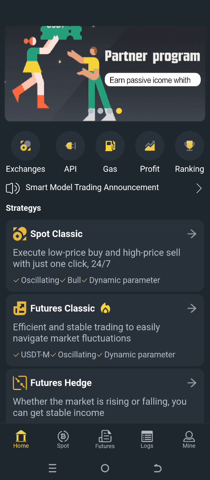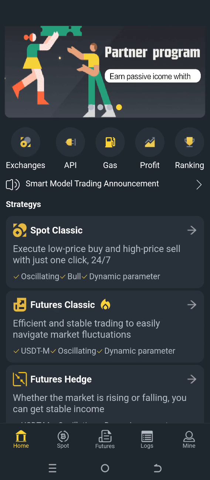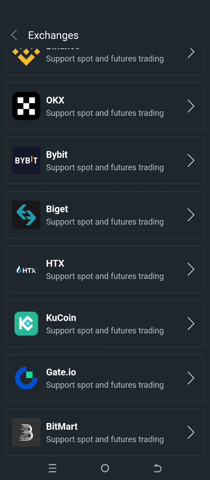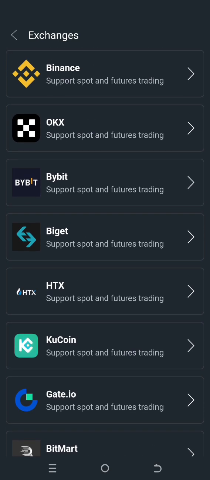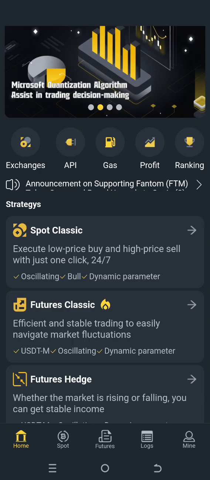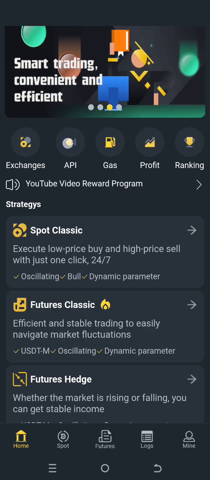Now, when you come down to the exchanges here, the exchanges page is where you're going to see all the exchanges which are working with Apollo bot. And when you click on one, it is going to take you to the web browser of that exchange. For example, if I click on Binance or OKX, it is going to take me to the web browser of OKX. And if you don't have an account, you're going to create an account there.